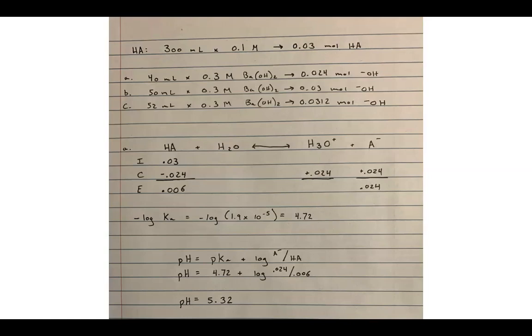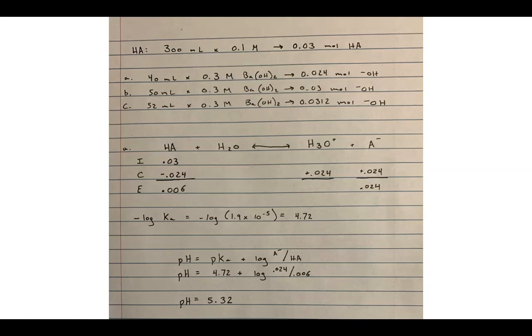Okay. What I then do is look at each separate part, A, B, and C, and I solve for how many moles of hydroxide do I have from barium hydroxide. Okay, and so in part A, 40 milliliters of 0.3 molar barium hydroxide. When we solve for just moles of hydroxide, right, not barium hydroxide, but just the hydroxide itself, we will have 0.024 moles of hydroxide. In part B, we have 0.03 moles of hydroxide, and in part C, we have 0.0312 moles of hydroxide.